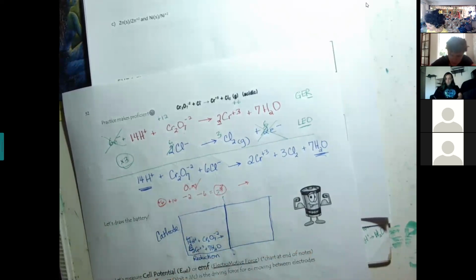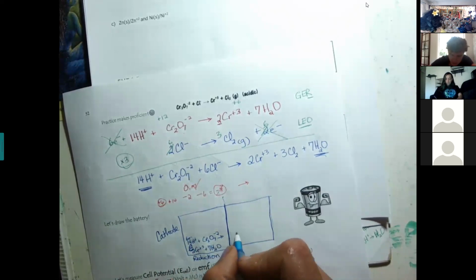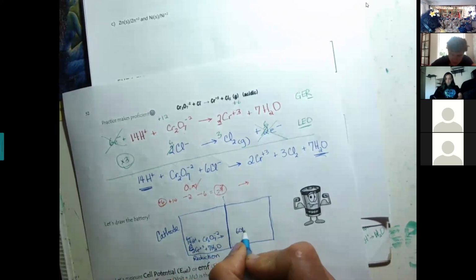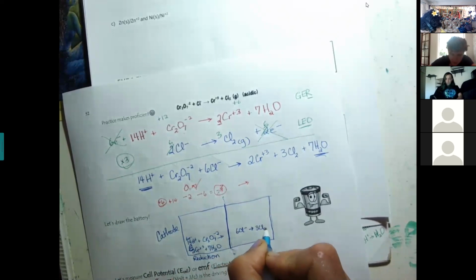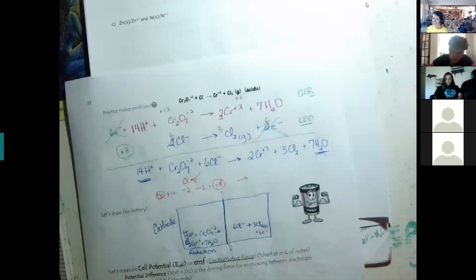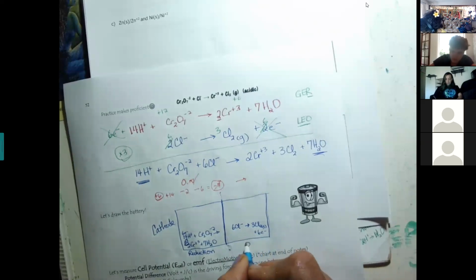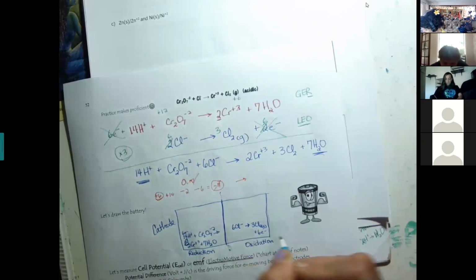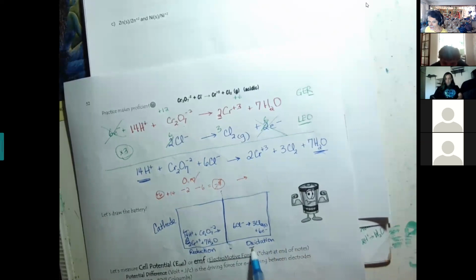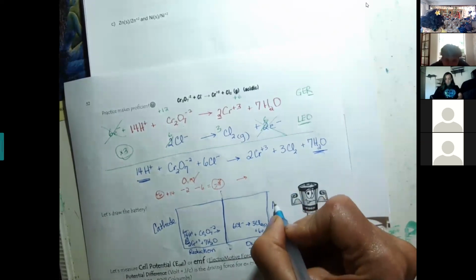So again, listening at home, pause me and make your battery. I'm just writing my 2 half reactions. Another really common question that is asked: it doesn't matter which half reaction's on the left and which is on the right. I'm just randomly pulling one into each side. It is not that the oxidation is always on the left or right. Oxidation is always your anode.